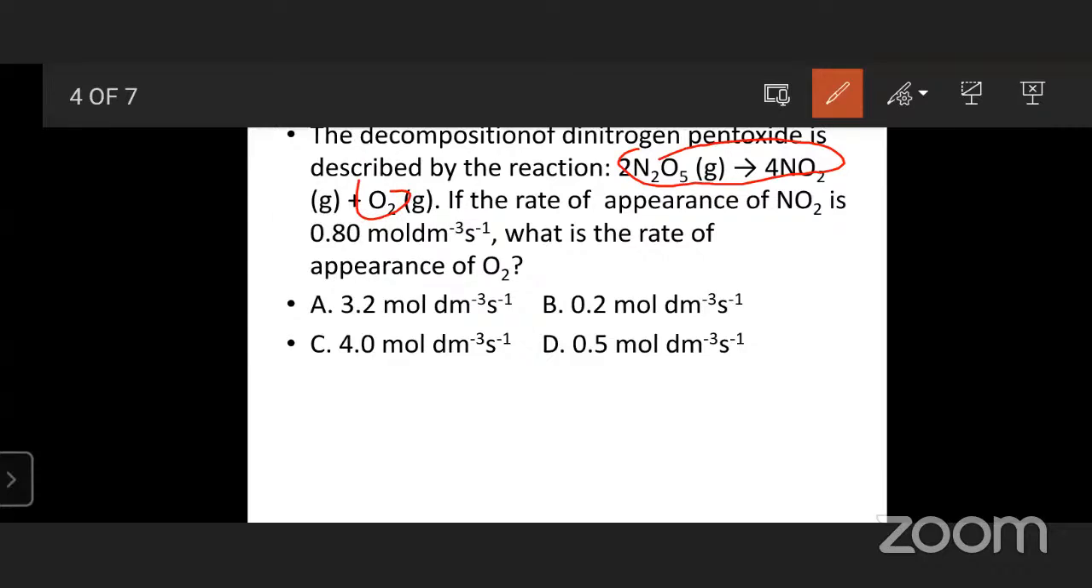Which one? Will oxygen appear faster in quantity? Will it be up to 0.8? Look at the answers below. Can you look and pick the answer?